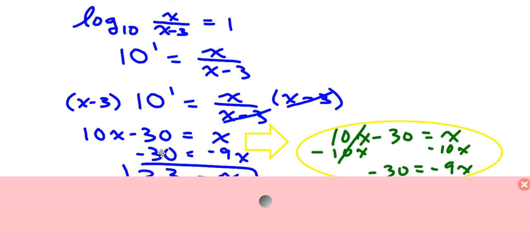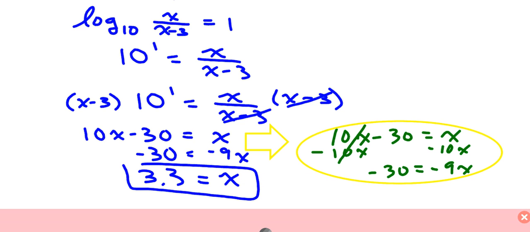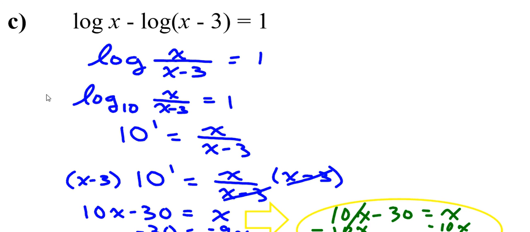What I was trying to do is subtract the 10x on both sides. So that's what I did first. I'm going to subtract the 10x from both sides. I guess I'm showing you over there in the yellow. That I get negative 30 equals negative 9x. And then I'm going to go ahead and divide by negative 9. So I get x equals 3.3. And that's it. I know that I flew through that.